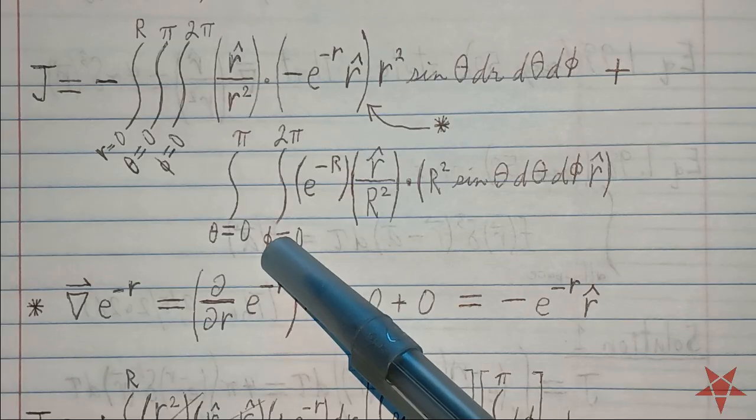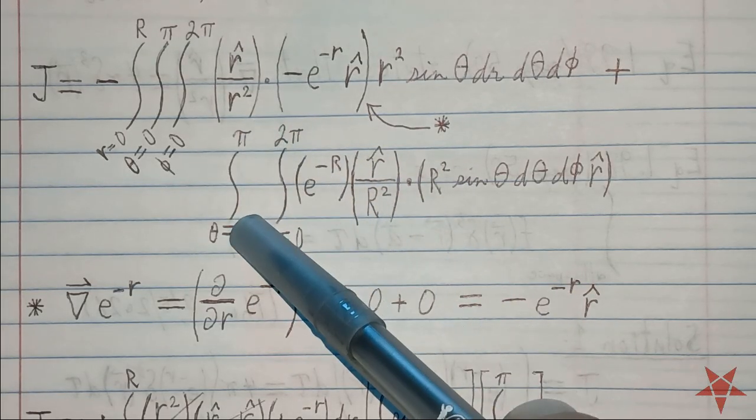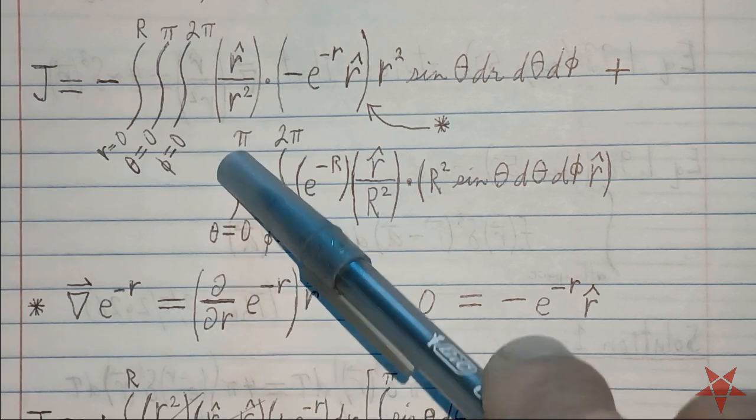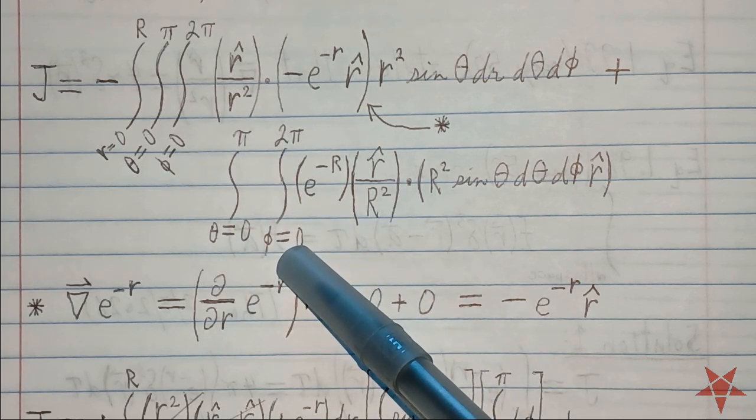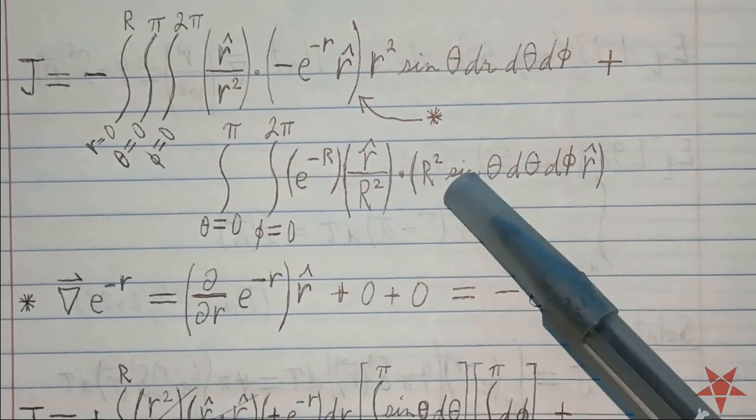And of course, we are integrating over a sphere. So in this case, theta goes from 0 to pi, and phi goes from 0 to 2 pi to complete the surface of the sphere.